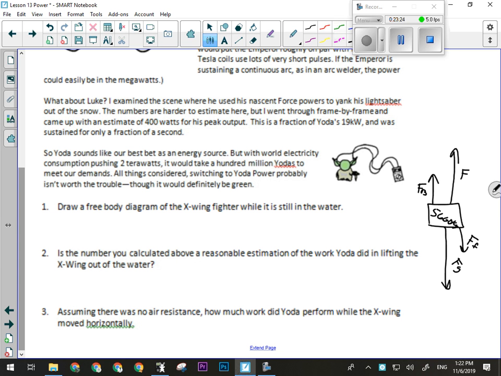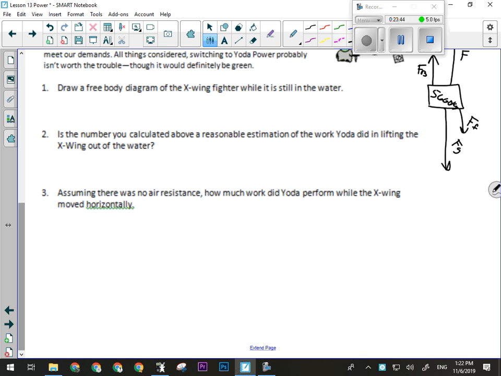Now, is the number you calculated above a reasonable estimation of the work Yoda did in lifting the X-Wing out of the water? Well, it's reasonable, but we probably didn't account for the fact that he'd had a little help from buoyancy. He'd had a little resistance to friction here. Maybe that number tweaks a little bit because of those two forces. And then number 3, this is kind of the tricky one. Assuming there's no air resistance, how much work does Yoda perform while he's moving the X-Wing horizontally?